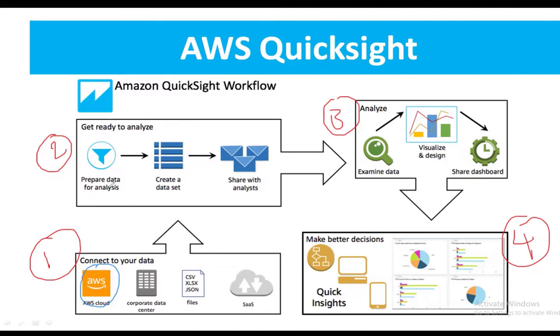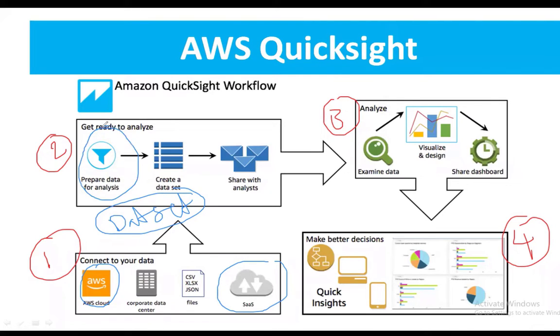In the second step, that is the analysis, you can create a data set. Getting a data set is important for analysis. The data set can come from anywhere, like AWS Cloud, or from some corporate data center. Or you can get data from files like CSV, XLSX, or JSON files. There may also be some SAS files. So you can connect any of these data files to the AWS QuickSight analysis data set.